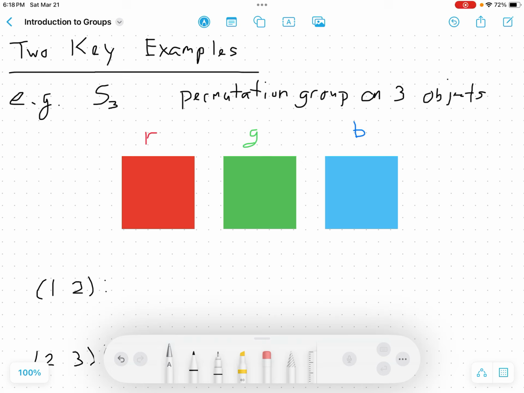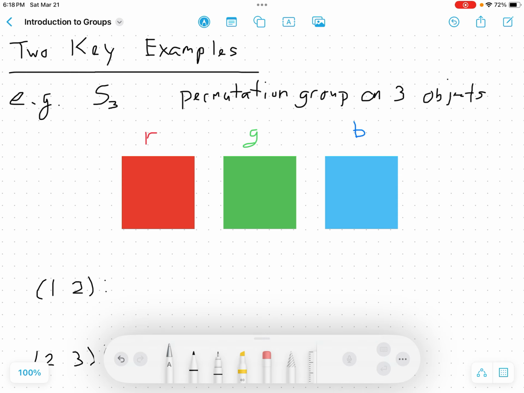Hello all. This video continues the introduction to groups by talking about two key examples. We'll be talking about some very specific cases for these two classes of examples of groups. So first one is permutation groups. Specifically, I'm going to be looking at group of permutations on three objects.